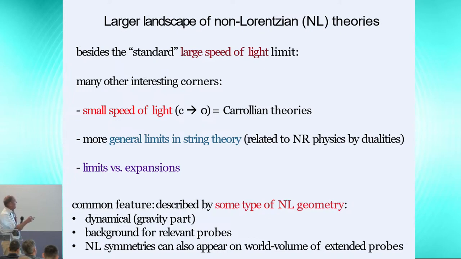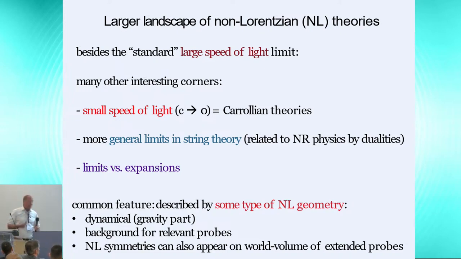Then another point that I think is important to stress here is that beyond the small or large speed of light, there are actually more general limits in string theory. In particular because string theory is so rich, and we actually have many objects in string theory, not just particles, but branes. And that's at the origin of a larger landscape of non-Lorentzian theories, and hence non-Lorentzian geometries that play a role in string theory. And typically they are related to the vanilla non-relativistic physics by dualities.